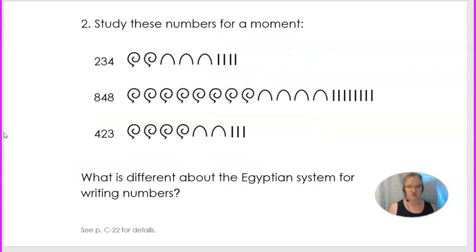Now you might think that this is somewhat confusing, but let me show you the way that the Egyptians wrote their numbers to see if you like their system better or our system. So look at these numbers.